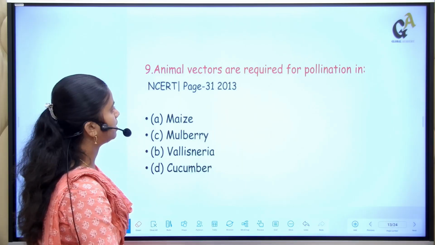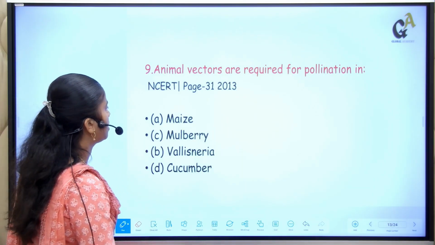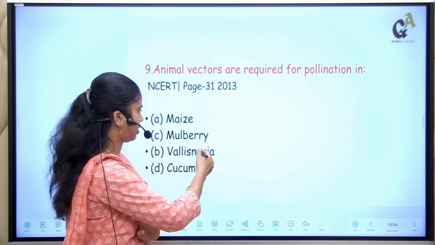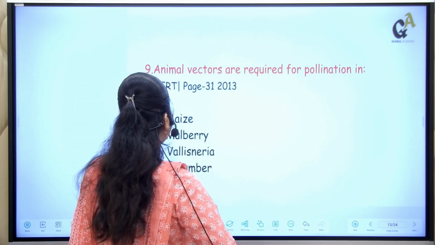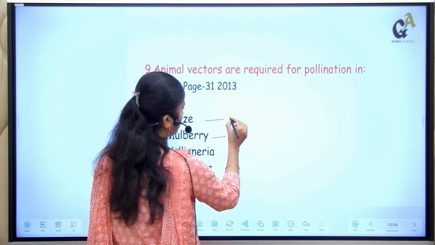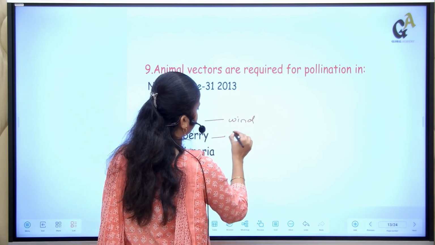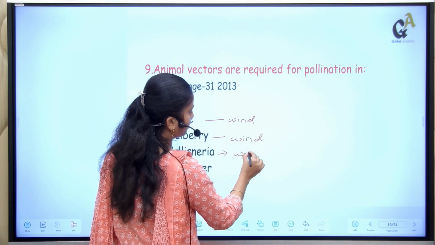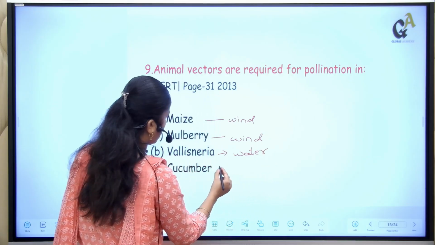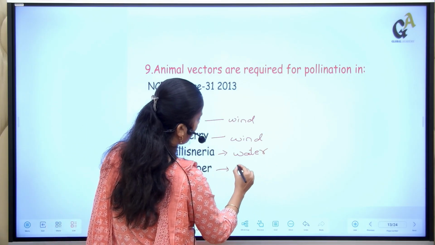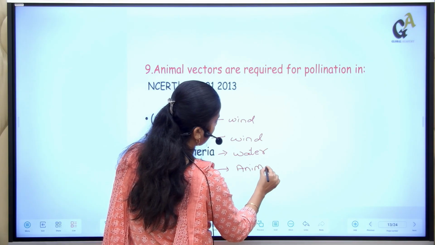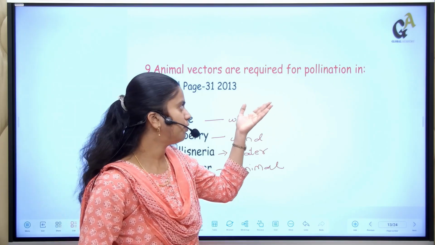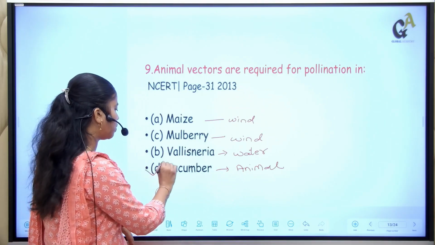Next, animal vectors are required for pollination. Usually the maize and the mulberry are wind pollinators. These both are wind. Vallisneria pollinates with the help of water, and cucumber by means of animals. Okay, which is satisfying here? Animal vectors are required for pollination in the case of the cucumber.